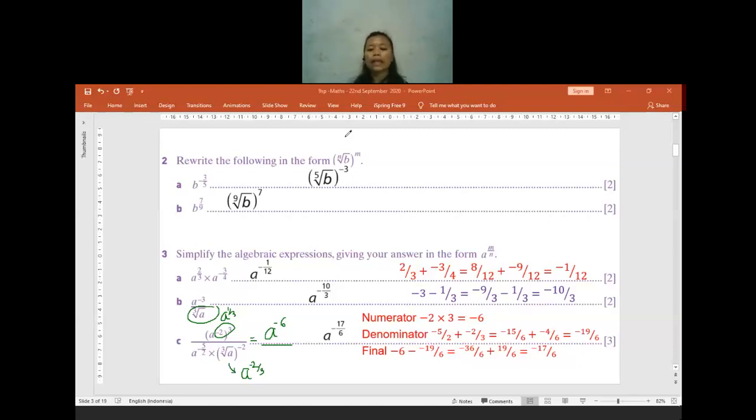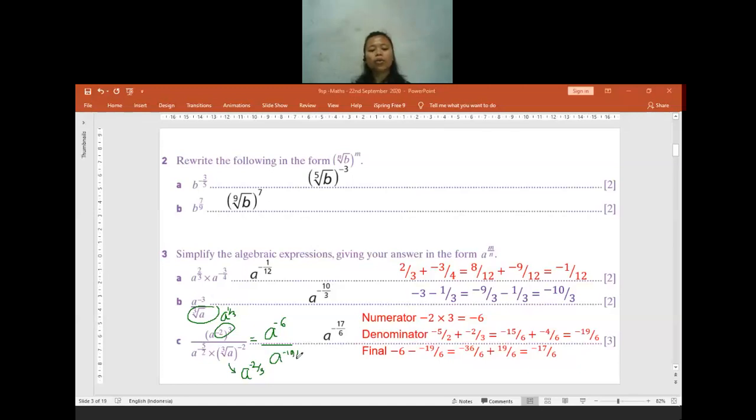Multiplication, so we follow the index laws. We add the power. Negative 5 per 2, we plus it with negative 2 per 3. We make all the denominators the same, so we make everything into per 6. It will be negative 15 per 6 plus negative 4 per 6. So now we can add them. It will be negative 19 per 6. So for the denominator, I will have a to the power of negative 19 per 6.